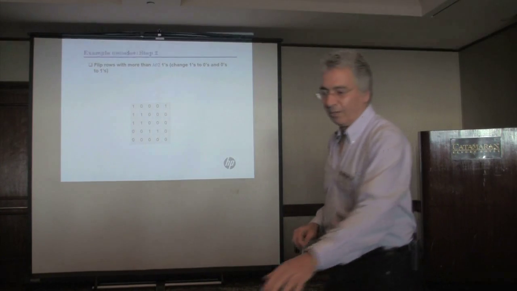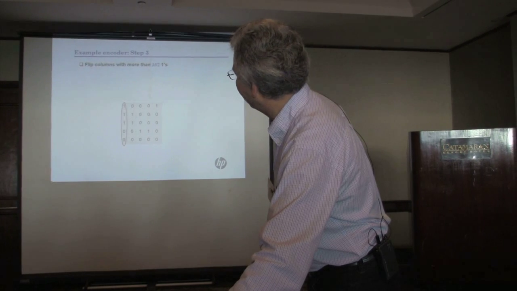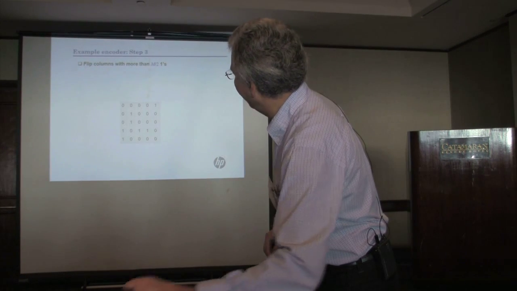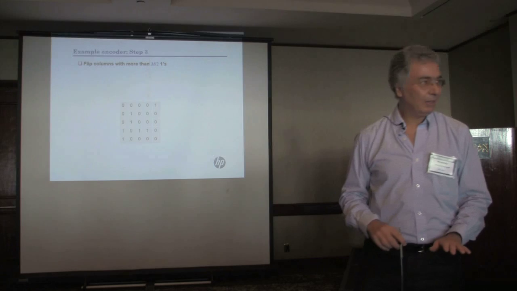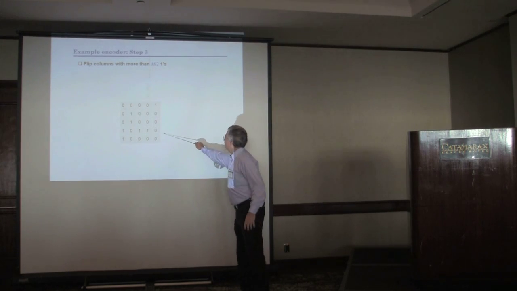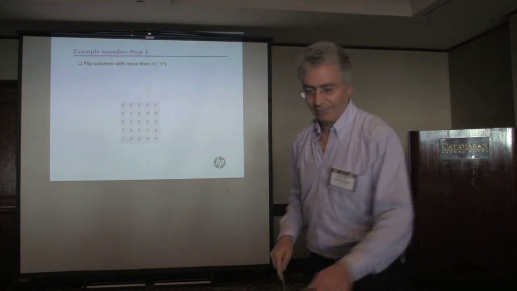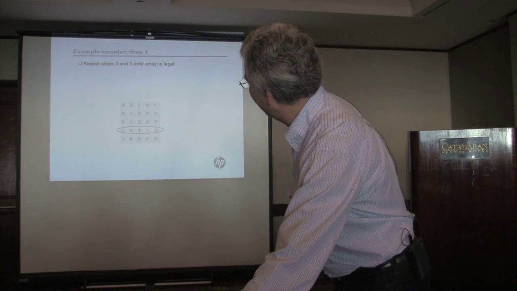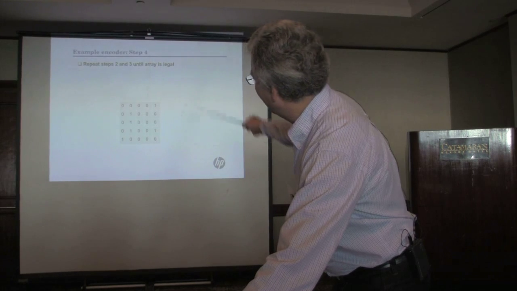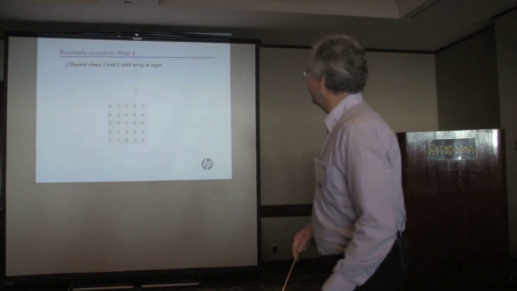Well, we do it row by row, and then column by column. So this column doesn't satisfy the constraint. You flip, and now it does satisfy the constraint. However, you have now caused this row not to satisfy the constraint. So you do it again, row by row. Flip this row, and now the second column has to be flipped, again, until you satisfy the constraint.